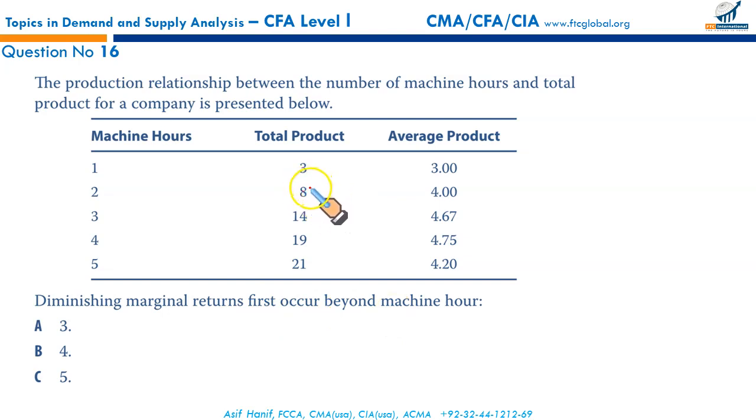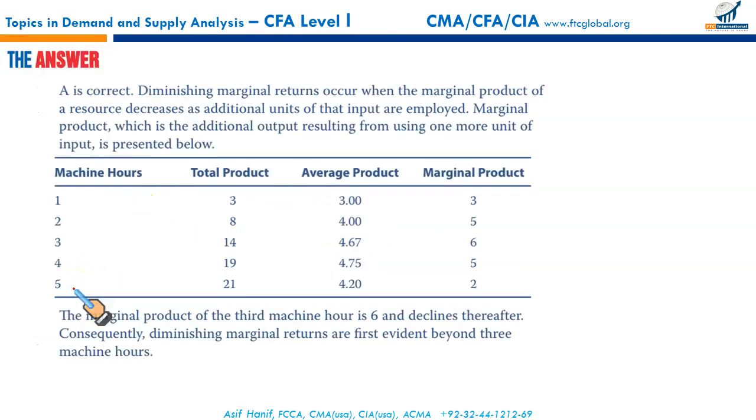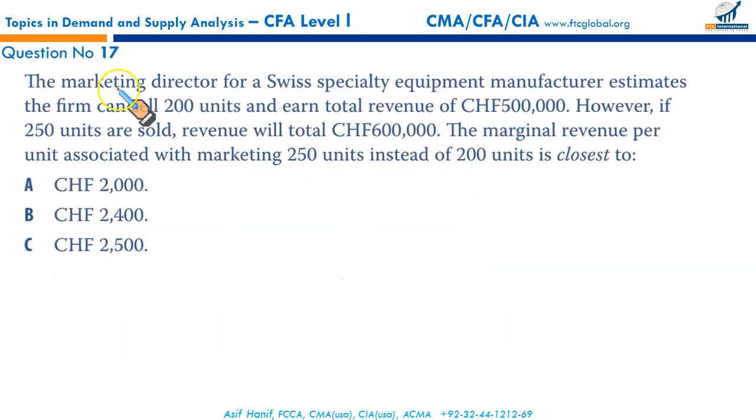All right, output increased here by 5, then by 6, and after this there is a decrease, and then a further decrease. So diminishing marginal returns first occurred beyond the third machine hour. Diminishing marginal return is observed beyond the third machine hour, so that makes A the correct option, because after this point the marginal product is 5 and then further 2. So from this point onwards it starts decreasing. So that's A. A is the right answer. Next.